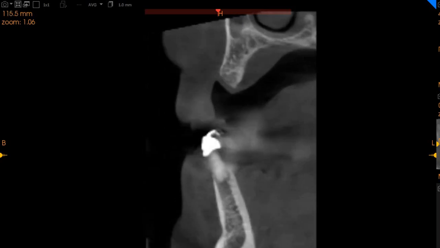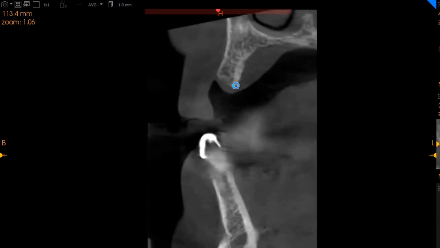Now we're at the canine region. Here again we have good bone, 7.6 of ridge width with 18 millimeters of ridge height.